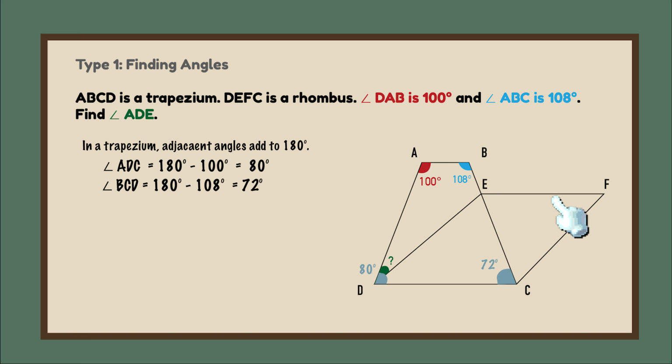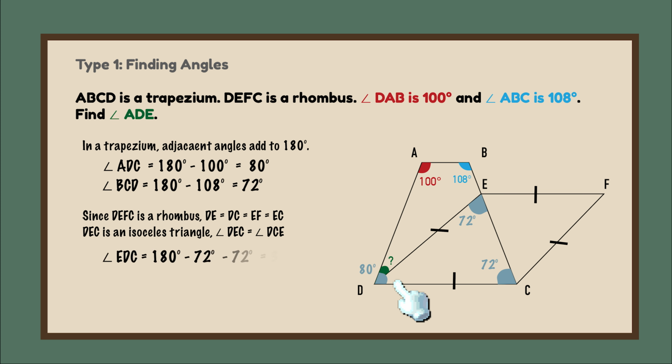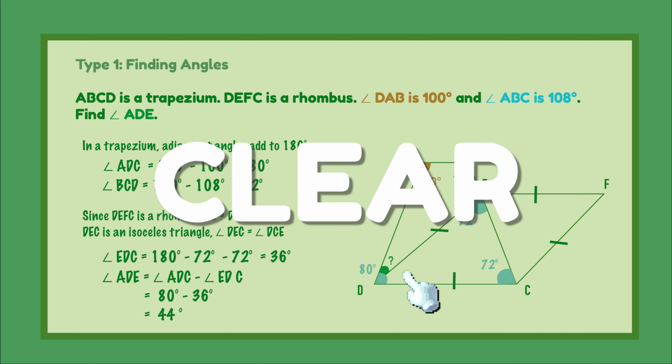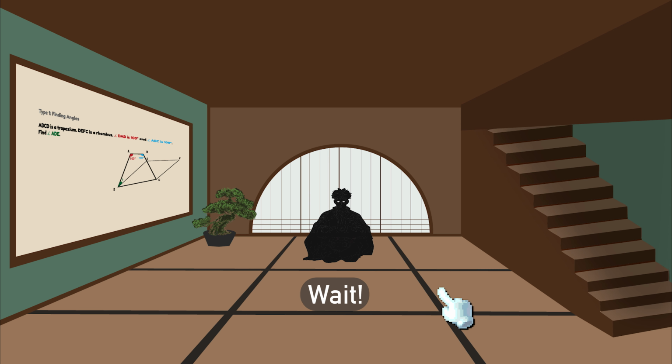Now let's use the fact that DEFC is a rhombus and a rhombus has all sides equal. So then DEC is an isosceles triangle, meaning DEC equals to DCE equals to 72 degrees. Now we can find EDC. EDC is 180 degrees minus these two angles, and that gives us 36 degrees. And now we can find ADE, it's ADC minus EDC, 80 minus 36 degrees, 44 degrees. Okay, nice. Do we get to go to level 2 now? Nope. Seems like there's more.